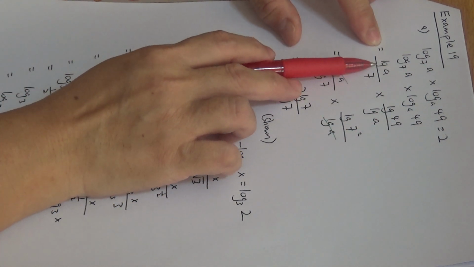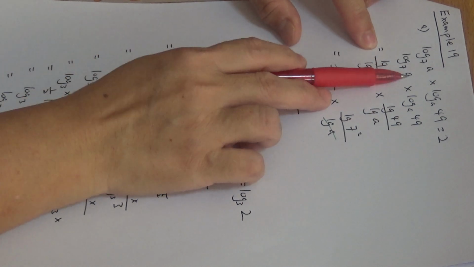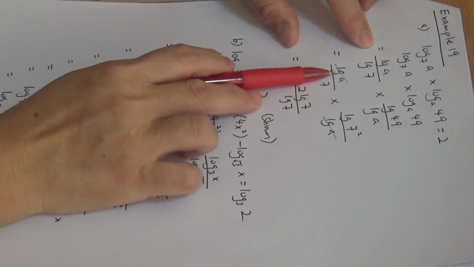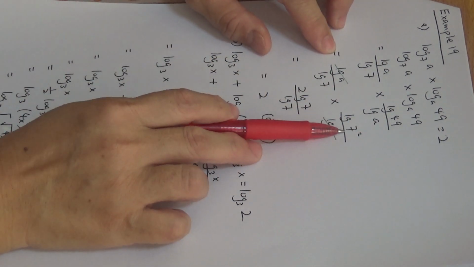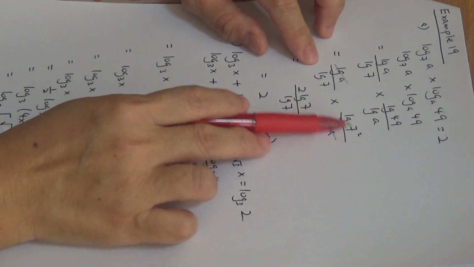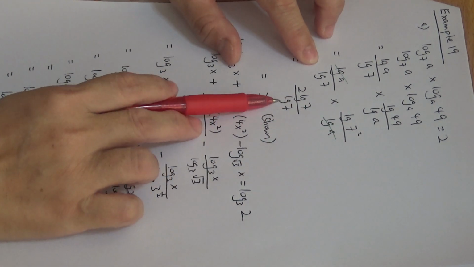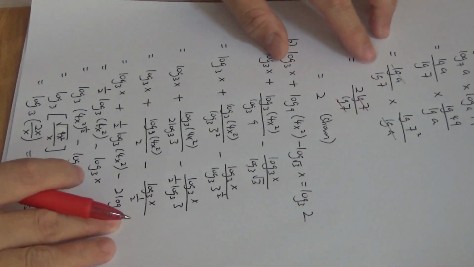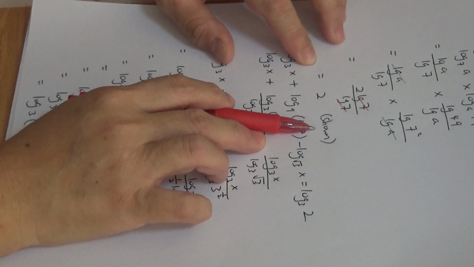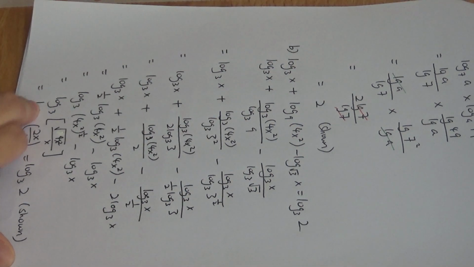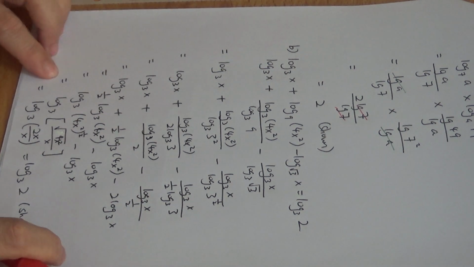So lg, same base, a 7. lg, same base, 49a. You will realize that 49 is 7 squared. So lg a and lg a cancel off. 2 you bring down, 2 log 7 over log 7. Log 7 cancels with log 7 because they're the same value. So we will show that it is equal to 2. This is your question for example 19, part A.